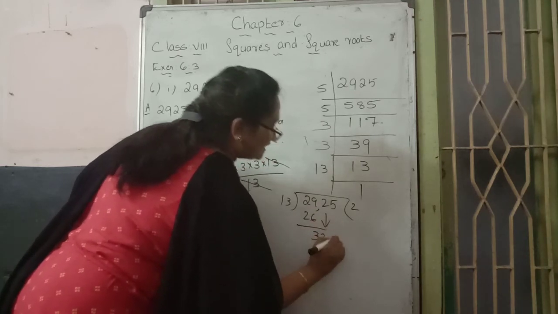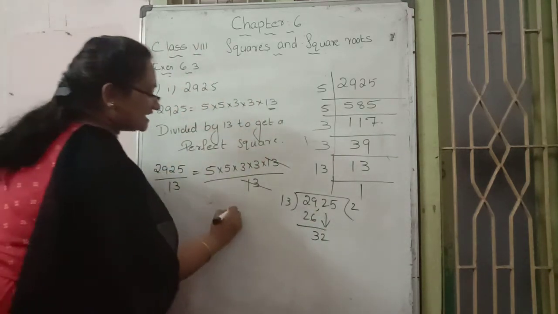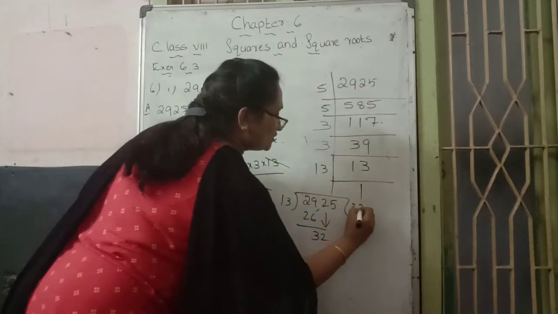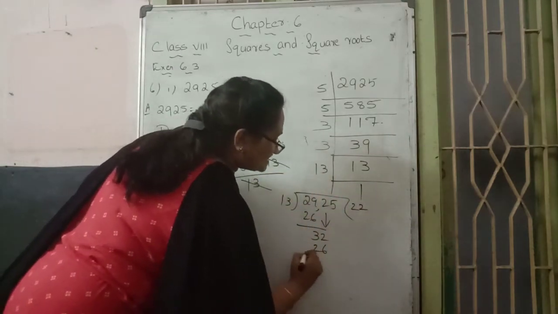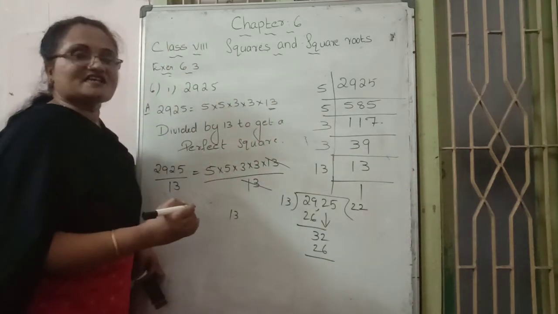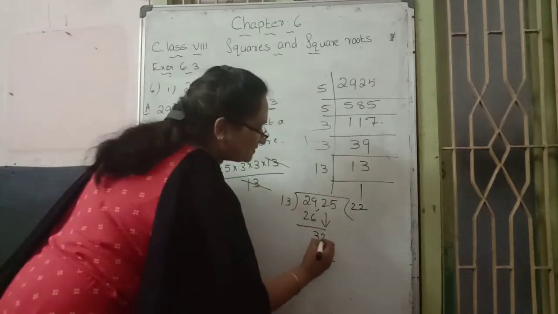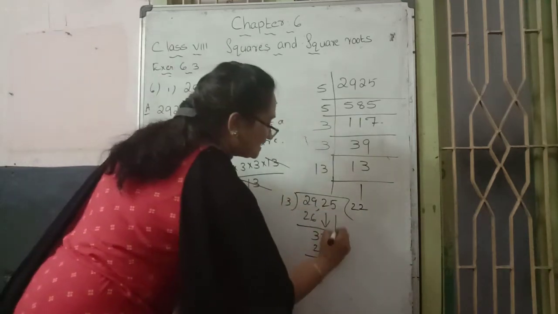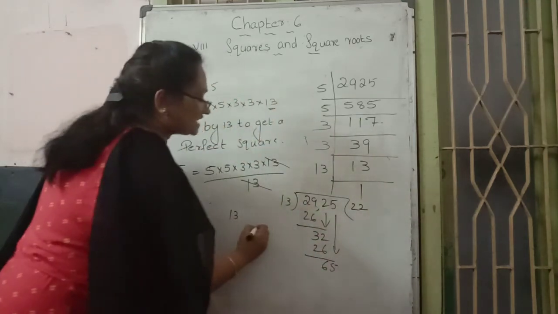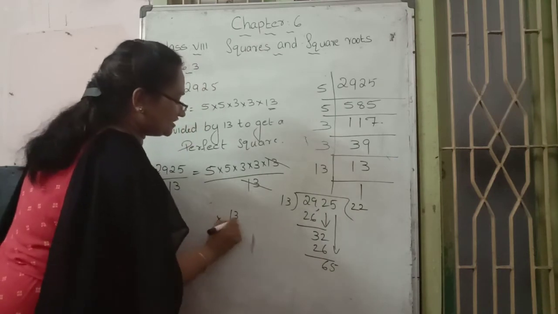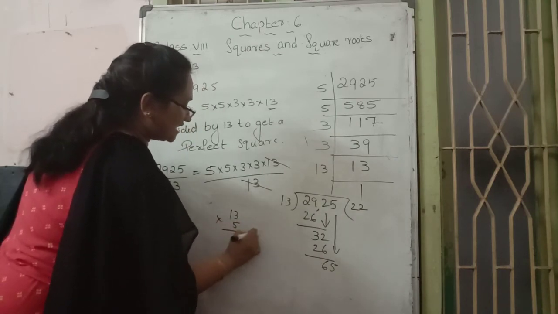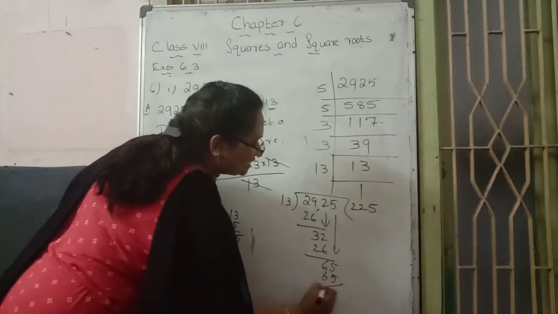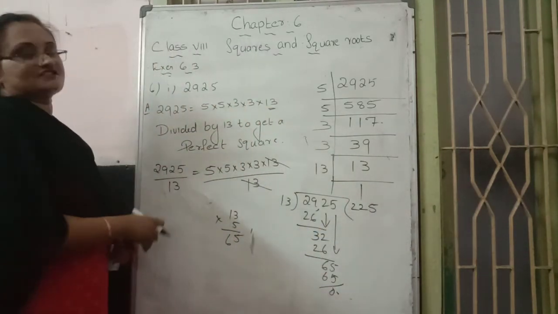Next number is 32. Here 13 into 3 comes to be how much? 39. That's why we continue with 2. 26 subtraction doing: 32 minus 26 is 6. Bring down the next number, 65. 13 table, 13 into 5 because how much? 65. So we can write it as 5 times 65, the 13 fives are 65.